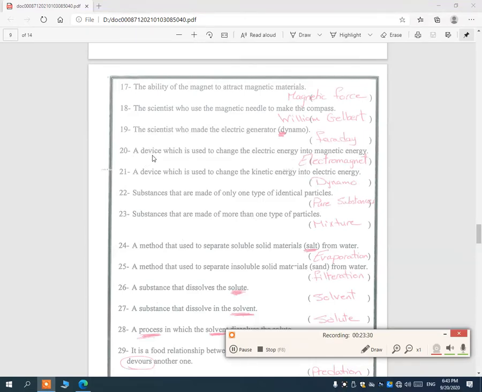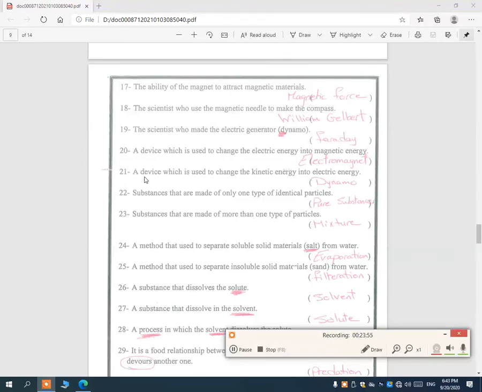Number 20: the device used to change the electric energy to magnetic. From electric to magnetic: electromagnet. It has two parts. The first part is electric, the second part is magnet. So it's from electric to magnetic.